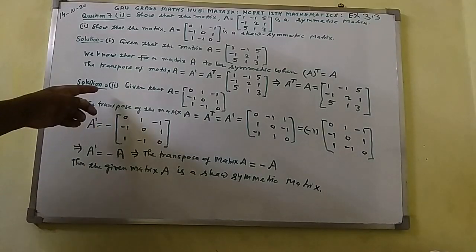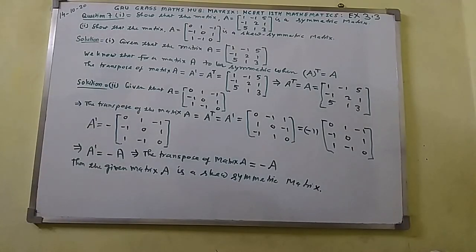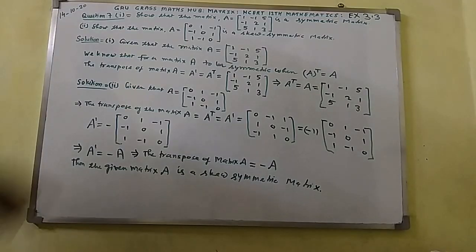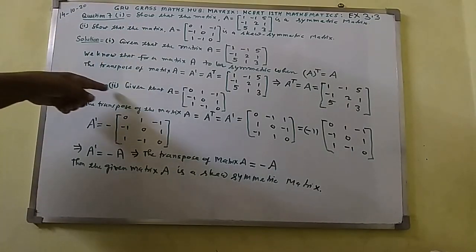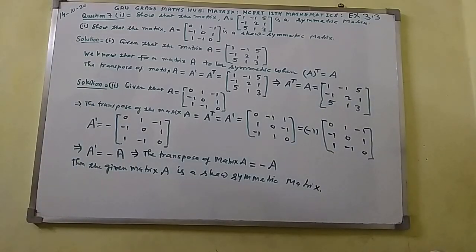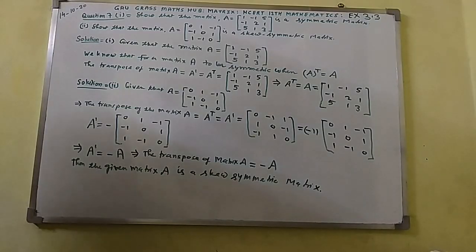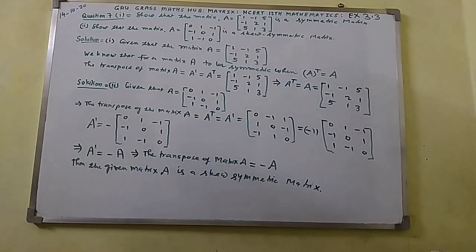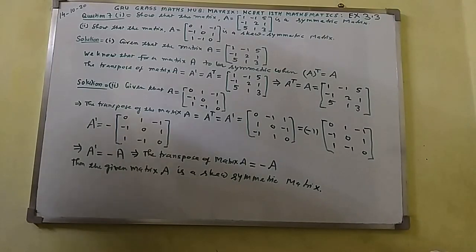This is the complete solution of question number 7, Roman 1 here and Roman 2 here. This thing you have to show. Now, the complete solution of question number 7, Roman 1 and Roman 2 is over. That question has been taken from Chapter 3 Matrix, NCERT 12 Mathematics, Exercise 3.3.